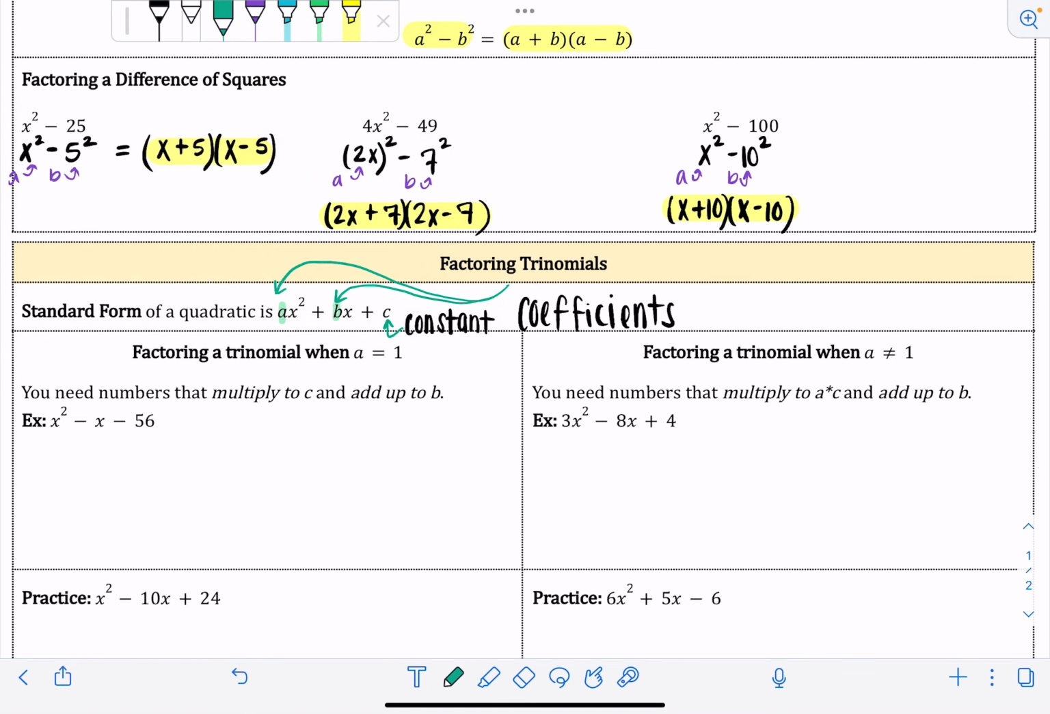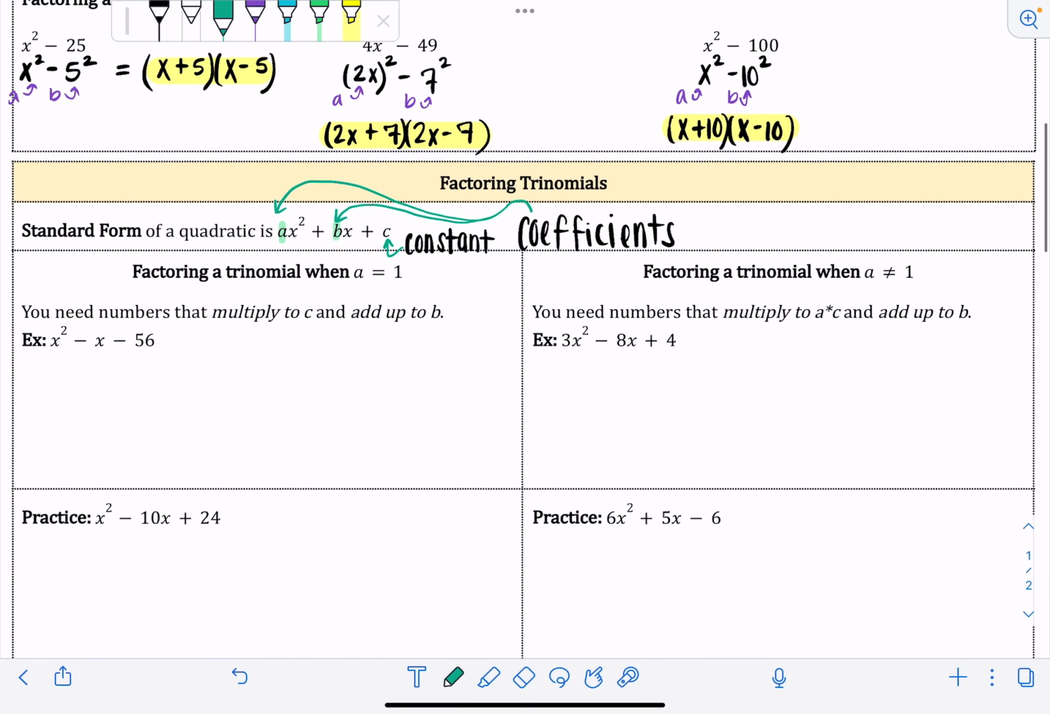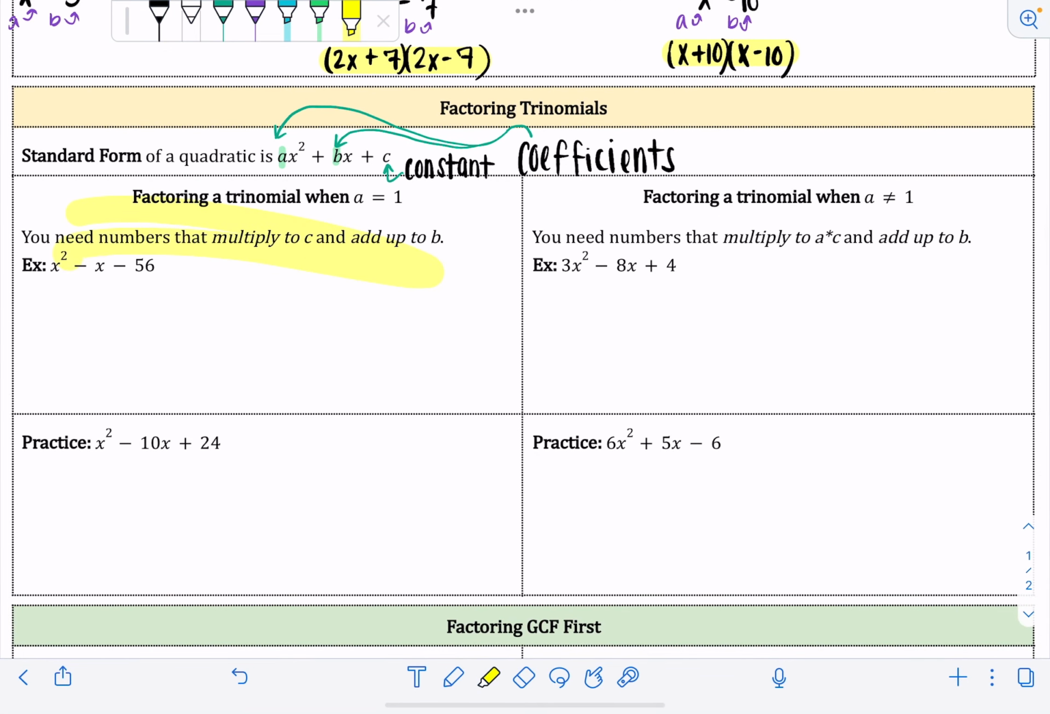Okay, I'm gonna fix this arrow because it kind of looks like it's coming from the other part. Okay, so we're gonna start on the left side, and we'll do those first, and then we'll move on to the right side. So it says factoring a trinomial when a equals 1, you need numbers that multiply to c and add up to b.